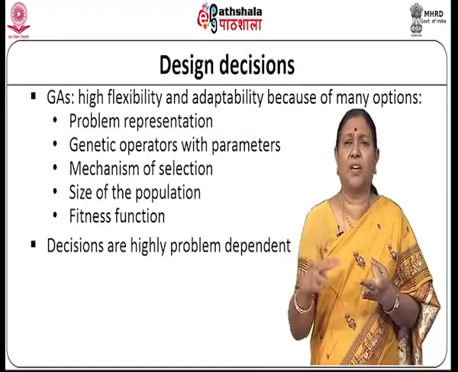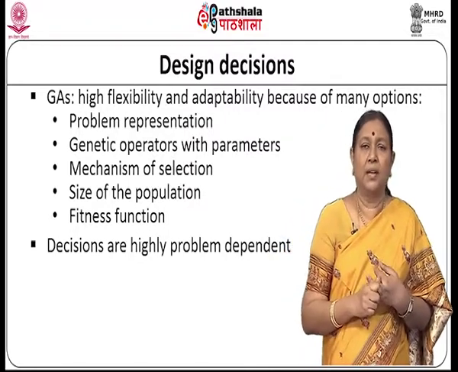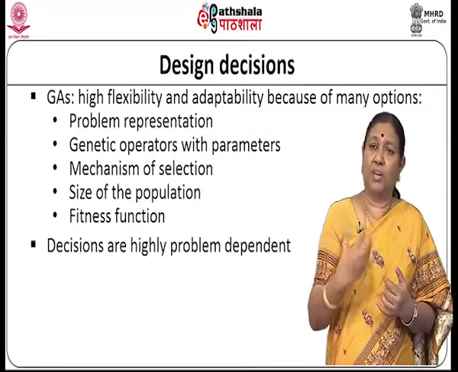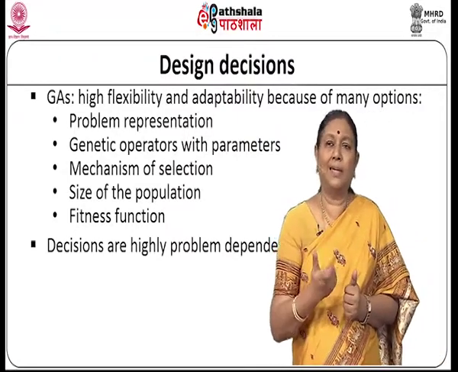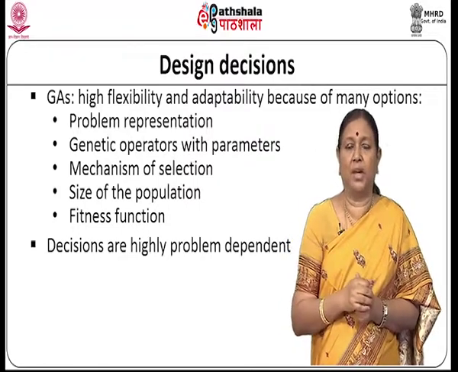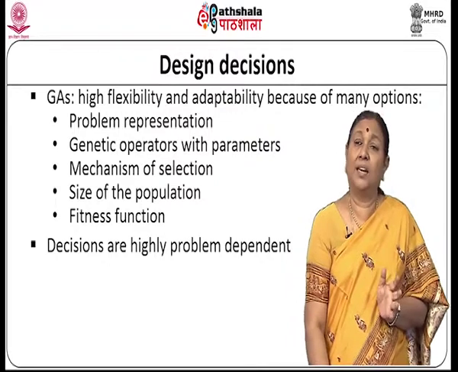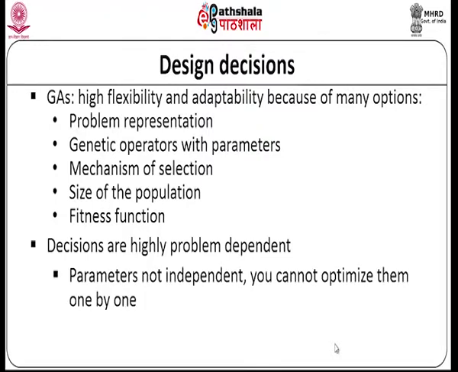Genetic operators are basically crossover and mutation. Mechanism of selection is how you select the parents, the size of the population that you want to retain in each generation probably or even start with, and how do you evaluate the fitness of a solution. So, depending on that it will be different. Decisions are highly problem dependent. You cannot make a decision saying that okay, in any case all these are good, no. So, the parameters are not independent, you cannot optimize them one by one, you have to take everything together so that the GA will work well.